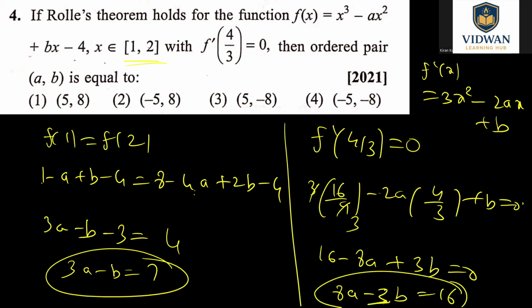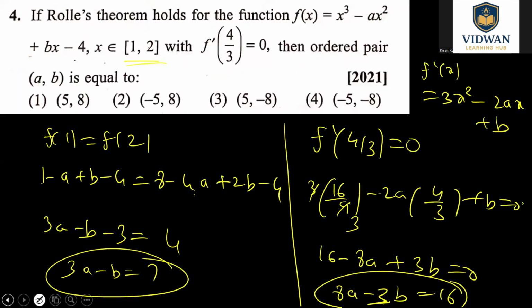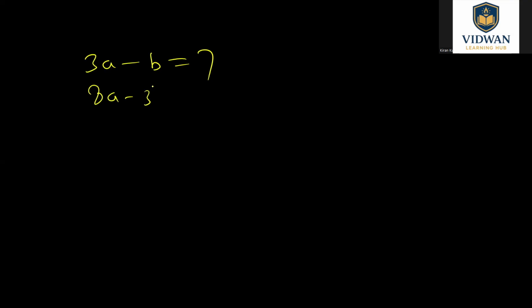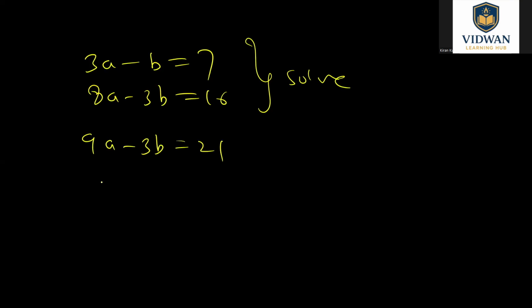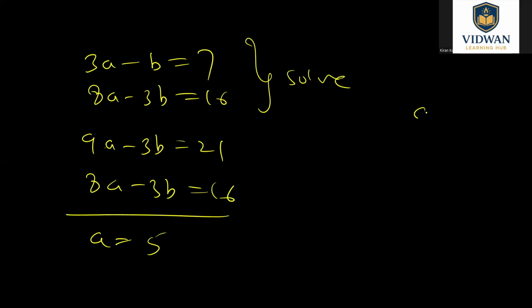So solve these equations now. That is 3a minus b is 7, and 8a minus 3b equal to 16. If you solve these equations, you can get the value of a. How to solve? Multiply the first equation with 3, which will give you 9a minus 3b equal to 21. Write the second equation as it is, and just subtract these two. You'll get 9a minus 8a, a. B will cancel. 21 minus 16, 5. So a will be 5.